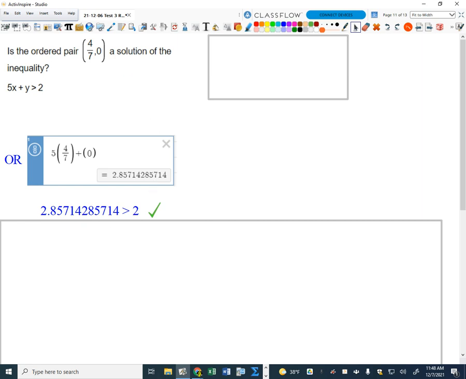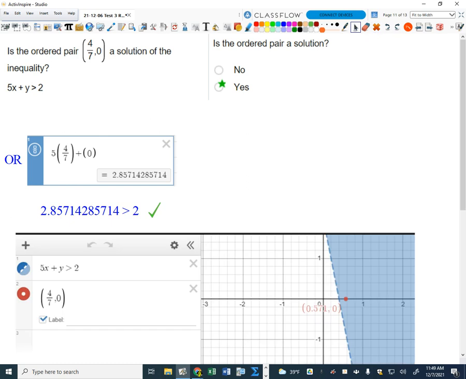Is that greater than 2? Yes or no? It is, right? So we have a true statement here. I get a number on the left that's greater than 2, and so the answer is yes, it is a solution. If I graphed it, I would just graph the inequality in Desmos, and then graph the ordered pair, and we can see that the ordered pair is in the shaded region, and so yes, it is a solution. But really I think this is even faster to do.